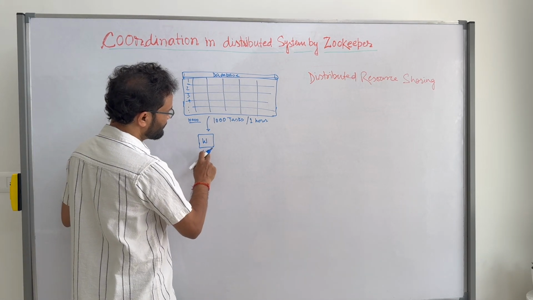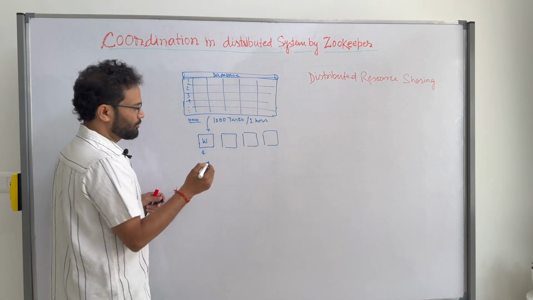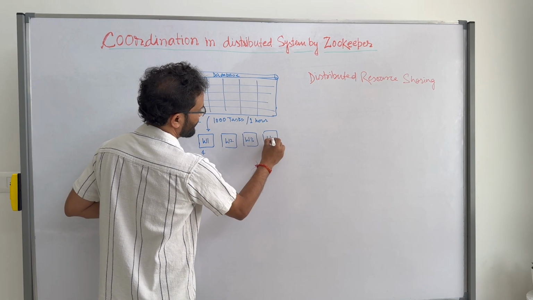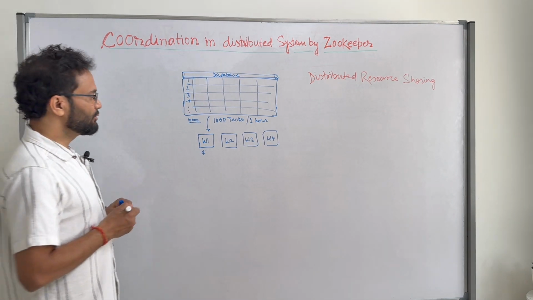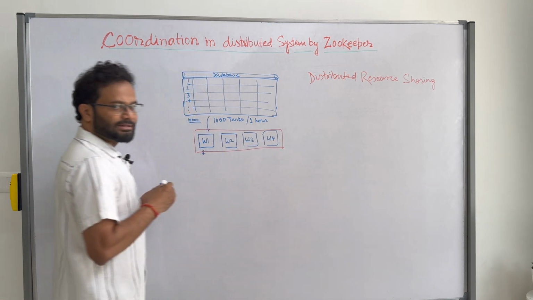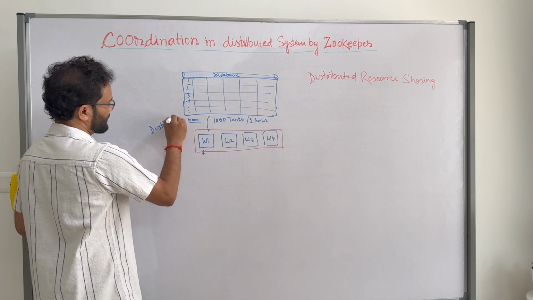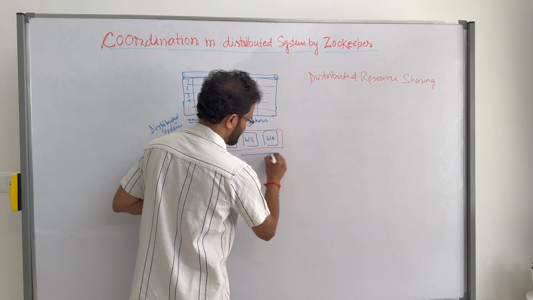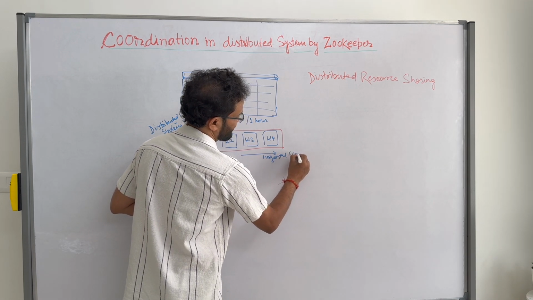We will add multiple worker nodes. Suppose we add worker node 1, worker node 2, worker node 3, and worker node 4. The moment you add multiple worker nodes to implement some kind of activity, that system is called a distributed system. And this is called horizontal scaling. We have already discussed it in one of the videos.